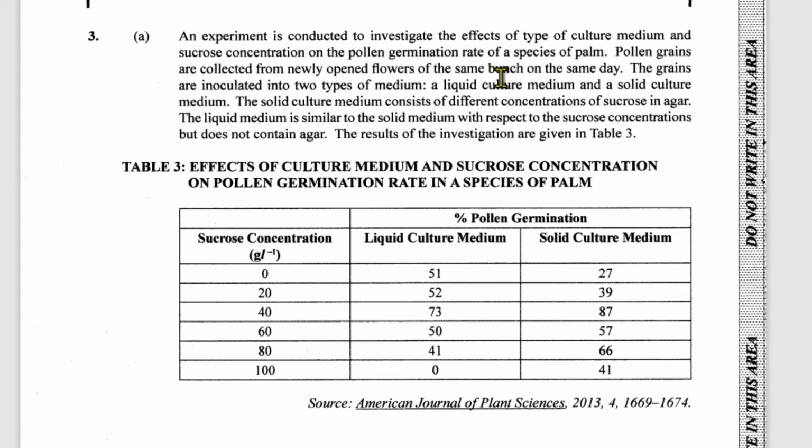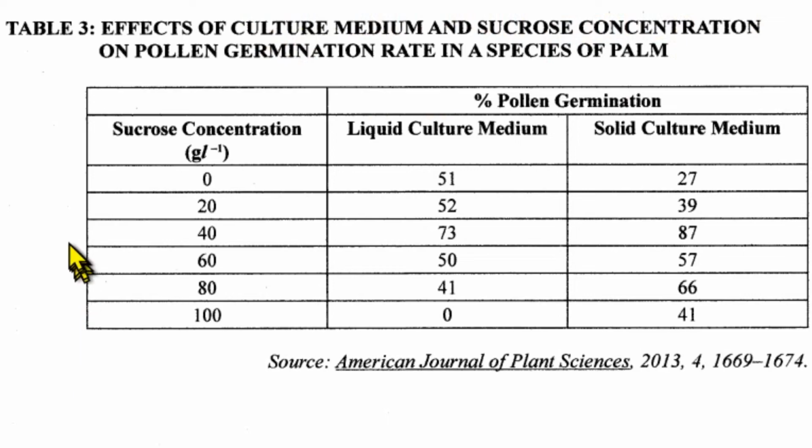So you have a liquid culture and a solid culture. The solid culture consists of different concentrations of sucrose in agar, that's a type of gel. The liquid medium is similar to the solid in that it has sucrose in it, but it does not contain the agar gel. The results of the investigation are given in table 3. In the table here, we can see the sucrose concentration in grams per liter, and we can see that this is increasing, and we are testing for the percentage pollen germination as the sucrose concentration increases.